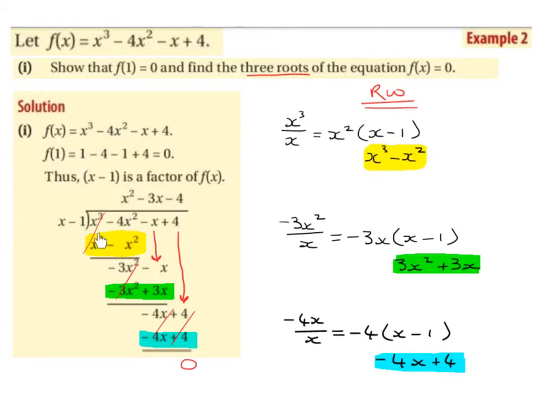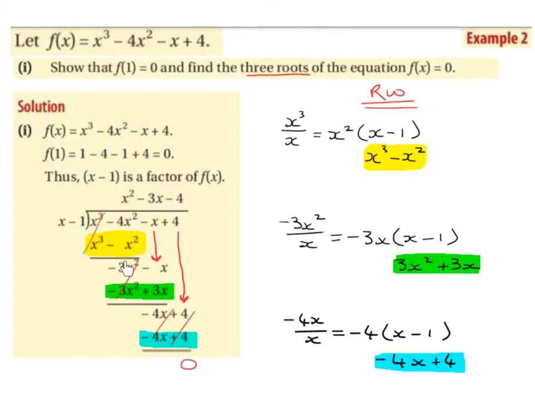And we write this under here. The x cubes will cancel. Minus 4x squared minus 1x squared. When we change that minus to a plus, so we get minus 4 plus 1, which is minus 3x squared. And then we bring down the minus x, and then we start again.